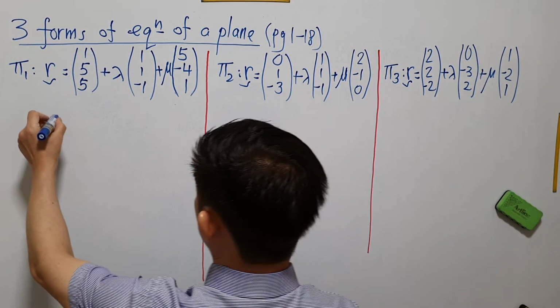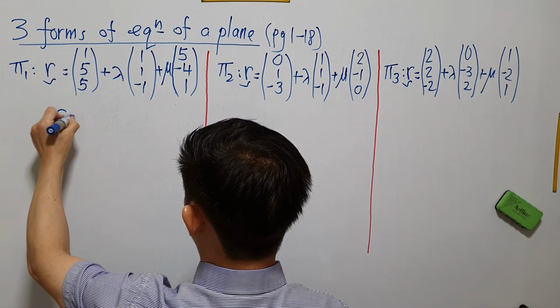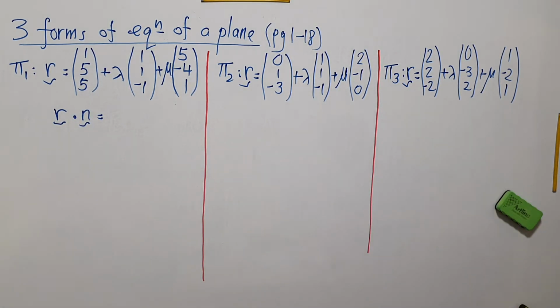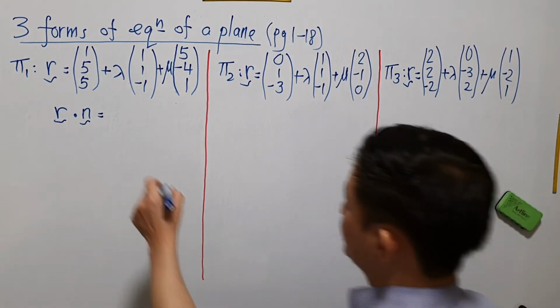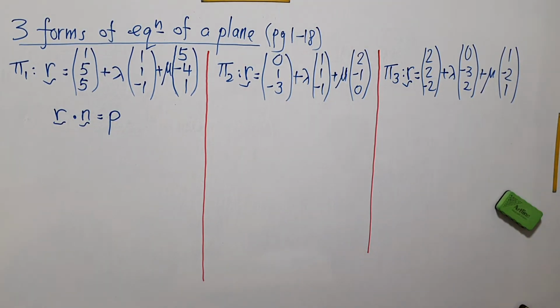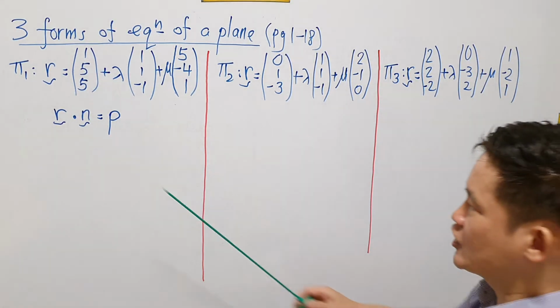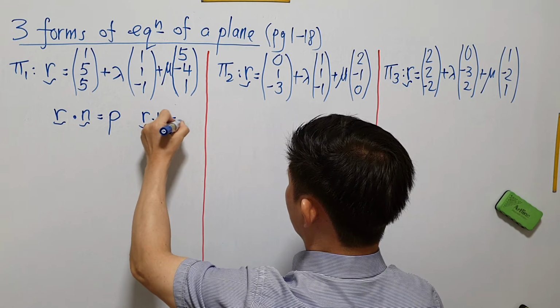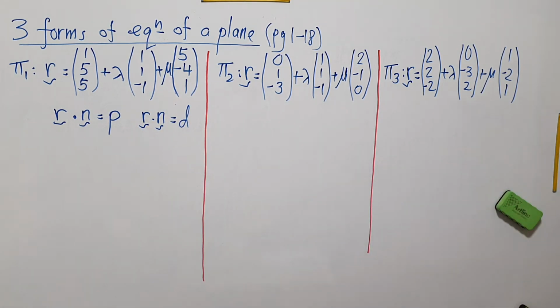Now in the dot product form, the equation of a plane looks like this: r dot n equals a number. In our notes, we call this number small p. Some books don't use the letter p for this side; some might actually use d. It really doesn't matter. It's just a number, a numeral. Whether you know it as p or as d, it really doesn't matter.